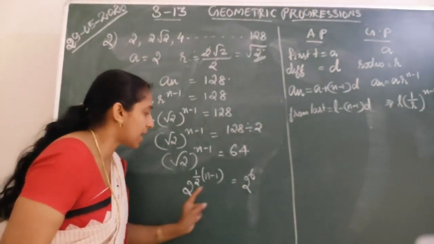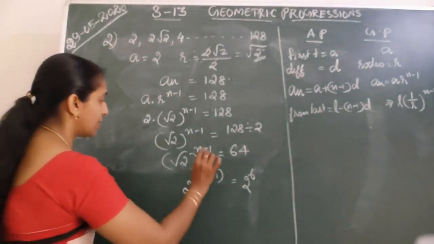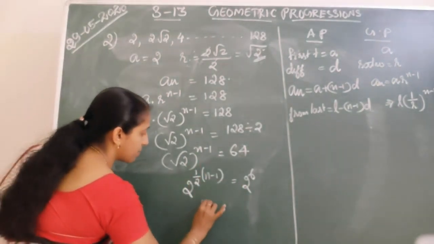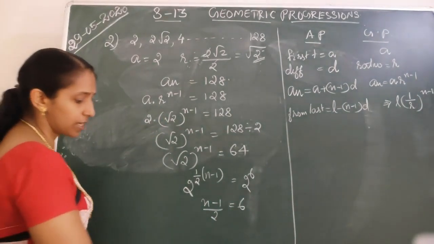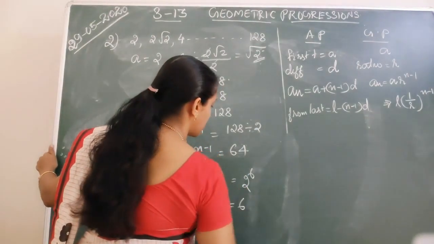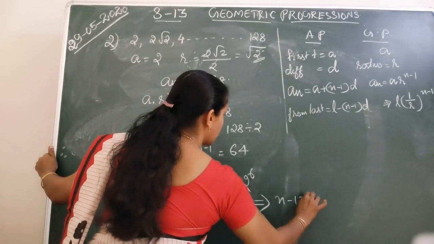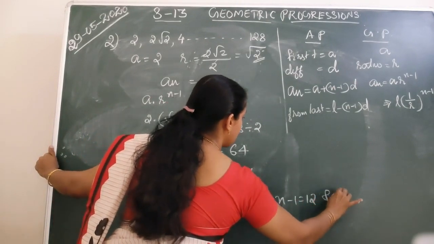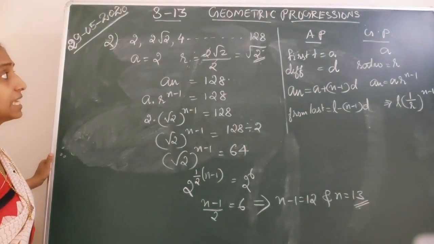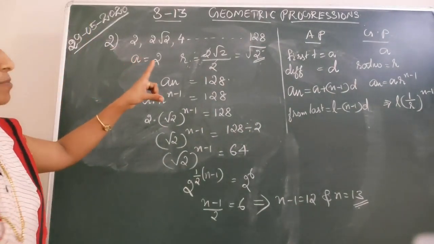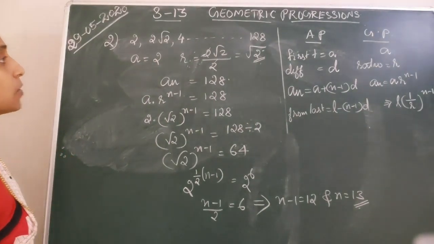Now the bases are the same, so you equate the powers, that is (n minus 1) by 2 equal to 6. Then n minus 1 will be equal to 12 and n will be equal to 13. Alright? So 128 is the 13th term of the GP.